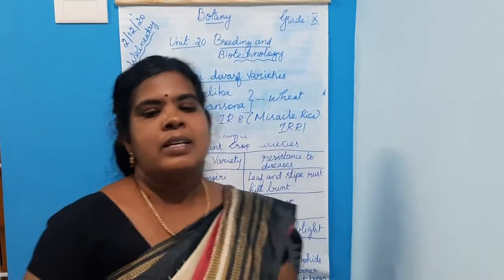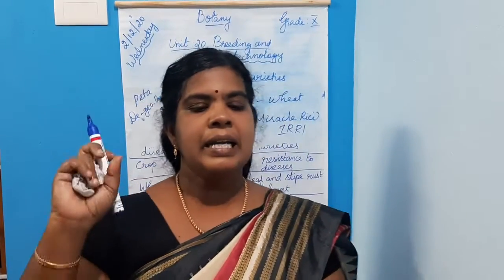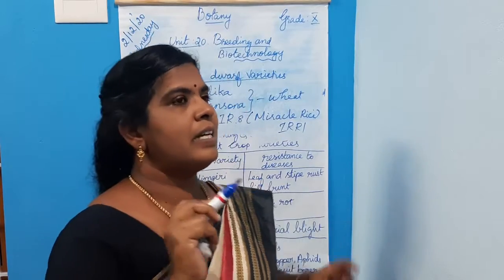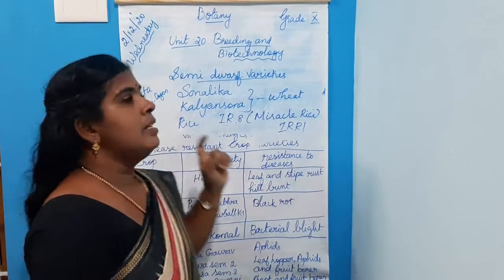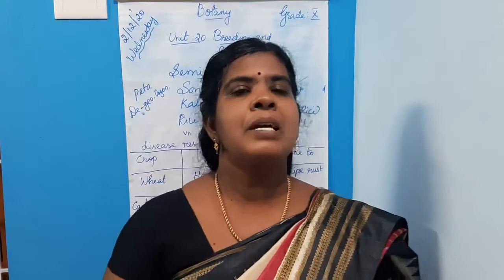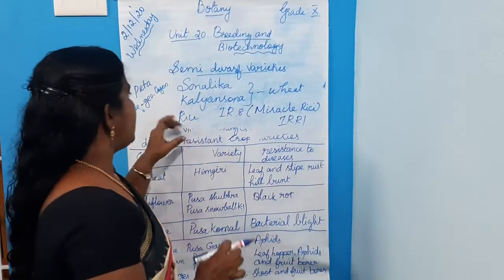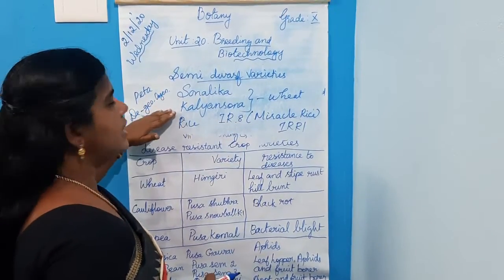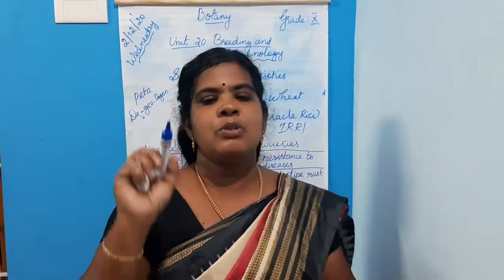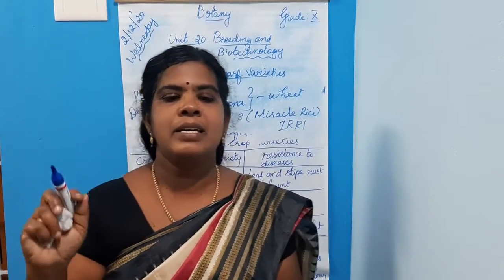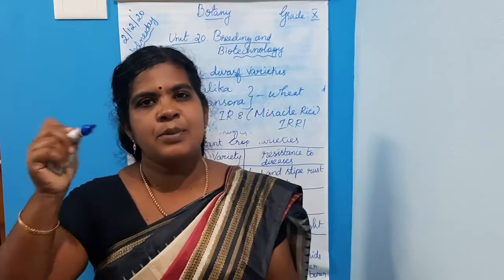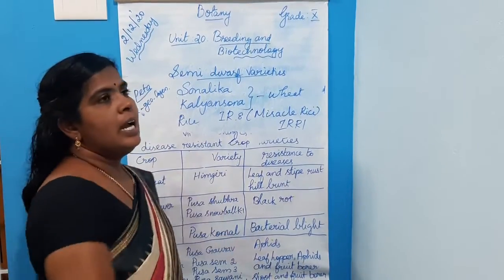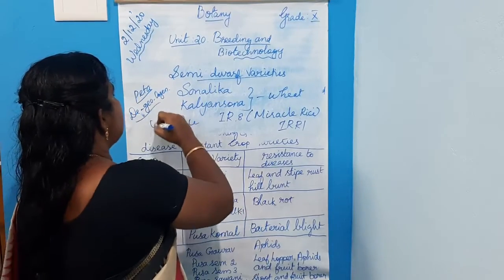So it was a hybrid of high yielding rice variety Pita from Indonesia and Degio-Wujen from China. This rice variety IR8 is a hybrid of Pita and Degio-Wujen. Pita variety is from Indonesia and Degio-Wujen is from China.